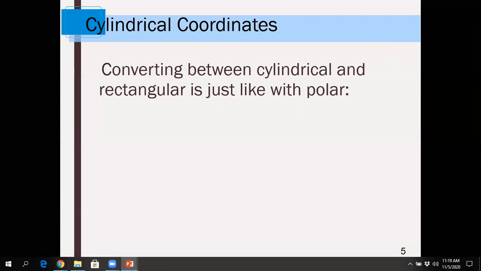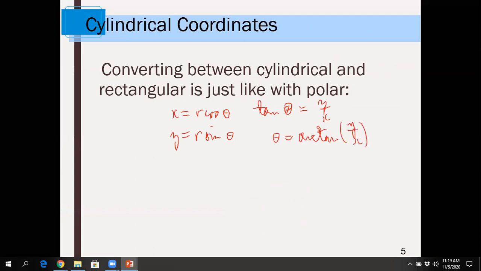Converting between cylindrical and rectangular is just like with polar, as we already mentioned. We have X equal to R cosine of theta. We have Y equal to R sine of theta. We have tangent theta equal to Y over X. And so in theory, I should say theta is equal to the arctangent of Y over X, okay? You also have R squared equals X squared plus Y squared. And you have to be careful about negatives and positives, as you recall. And of course, Z, hey, that's just Z. Z just stays equal to itself. There's nothing new going on there, okay? So you can convert around with these various equations that we've already come up with.